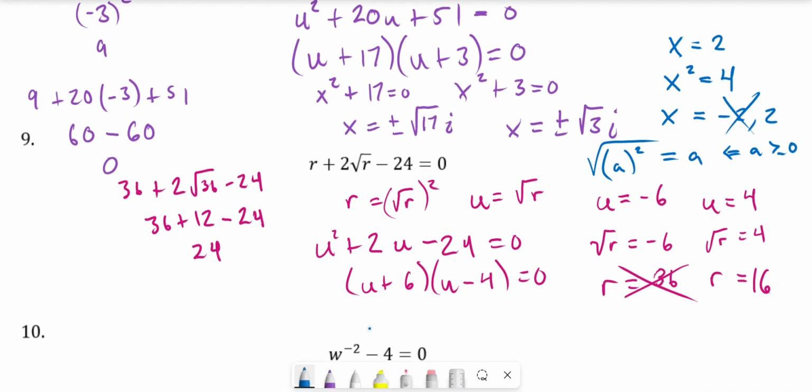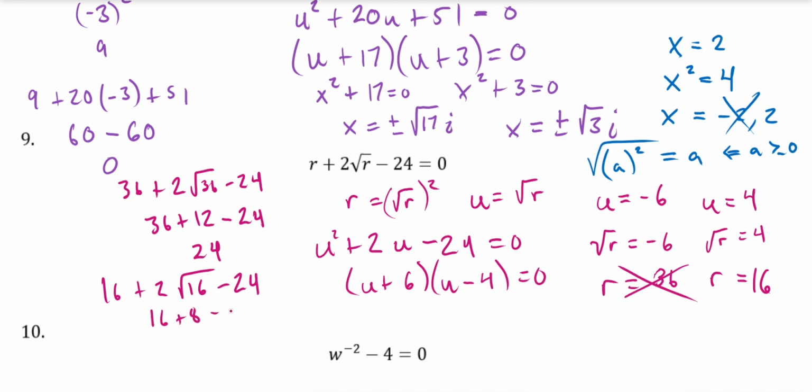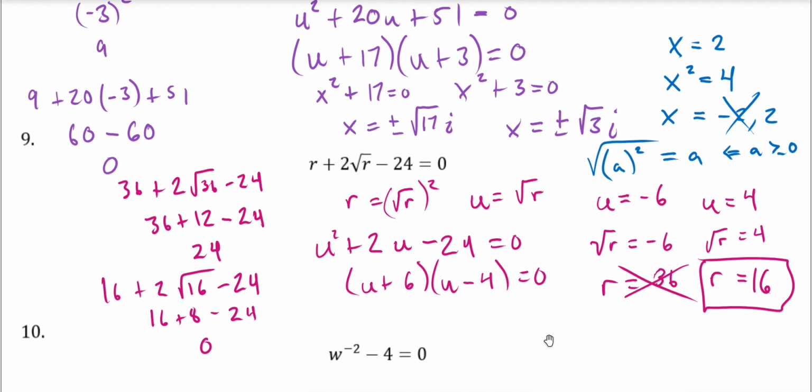Now, what about our other solution? What about our 16? Well, that's going to give us 16 plus 2 radical 16 minus 24, and 2 radical 16 is 2 times 4, which is 8. So we have 16 plus 8 minus 24. 16 plus 8 is 24, so we wind up with 0 here, as desired. So 16 is a solution, but 36 was not, even though it was revealed as part of our usual process.